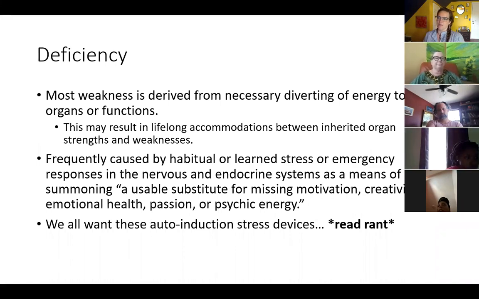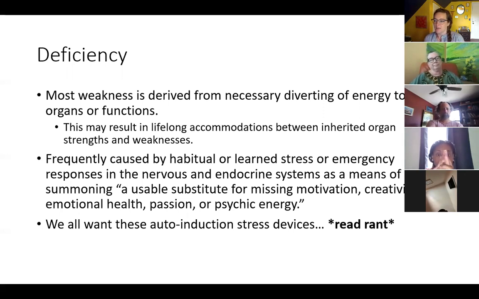So deficiency, most weaknesses in organ systems, is derived from necessary diverting of energy to other organs or functions, like I was saying. This may result in lifelong accommodations between inherited organ strengths and weaknesses. These are habits, frequently caused by habitual or learned stress or emergency responses in the nervous system and endocrine systems as a means of summoning, quote, a usable substitute for missing motivation, creativity, emotional health, passion, or psychic energy.